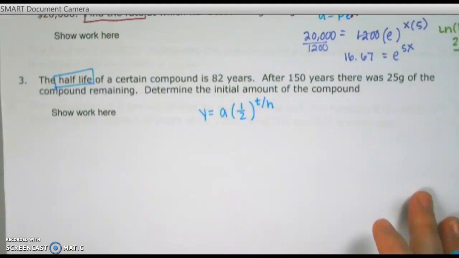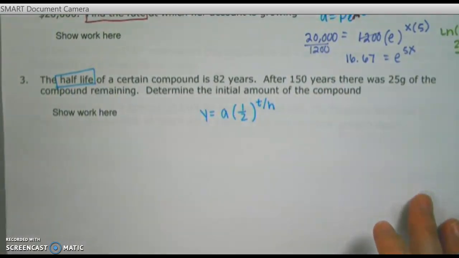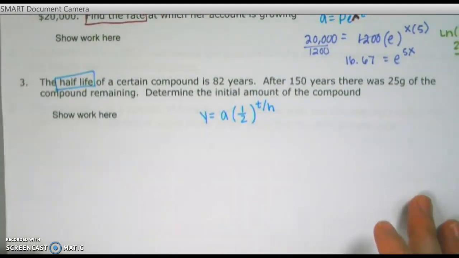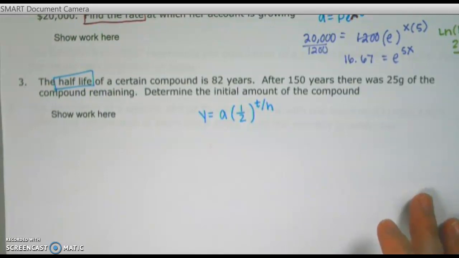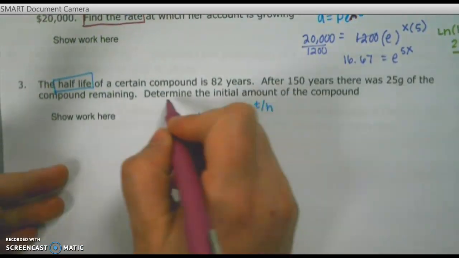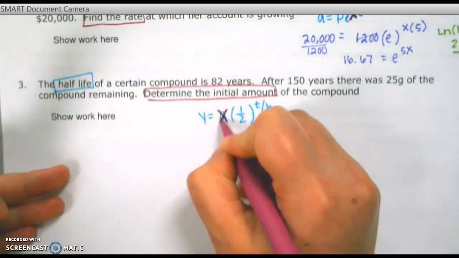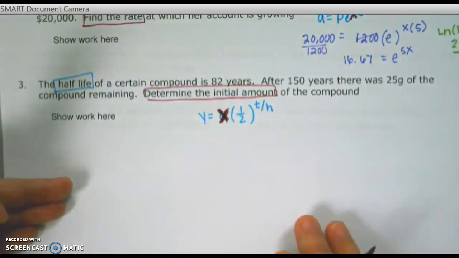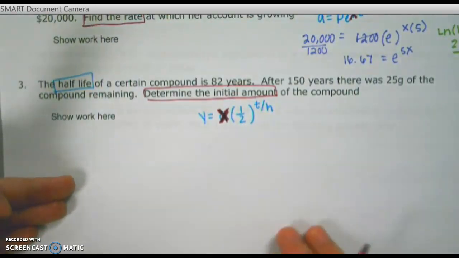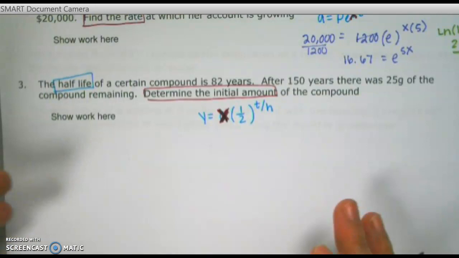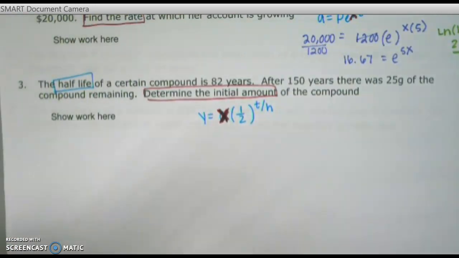So y is equal to your initial value, 1/2, the number of years divided by the half-life. Determine the initial amount. So in this case, I am solving for the initial amount. In this particular case, this is no longer exponential, so I'm not going to use a log to solve this one. I'm just going to have to use regular addition, subtraction, multiplication, division. So let's plug in what we know.